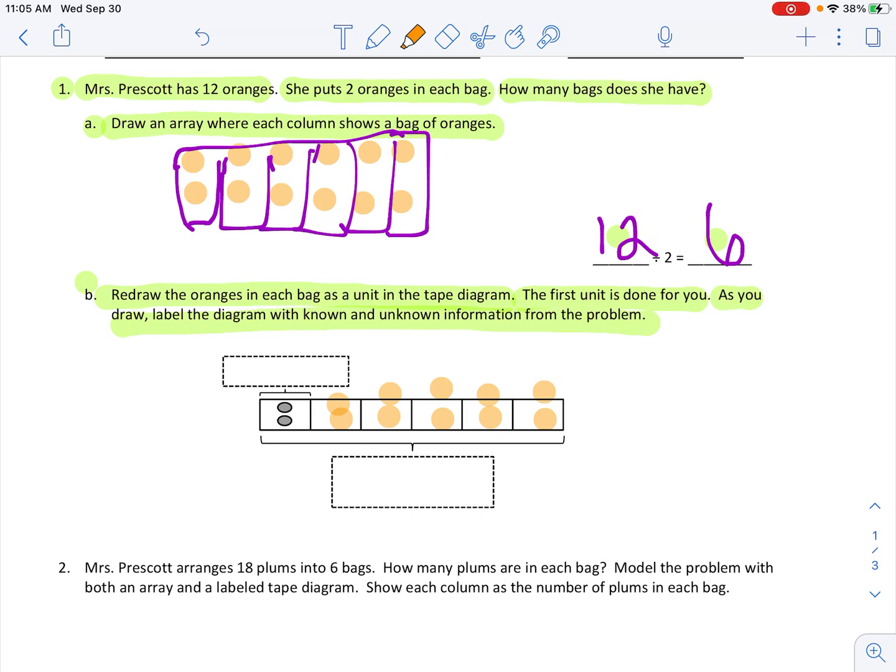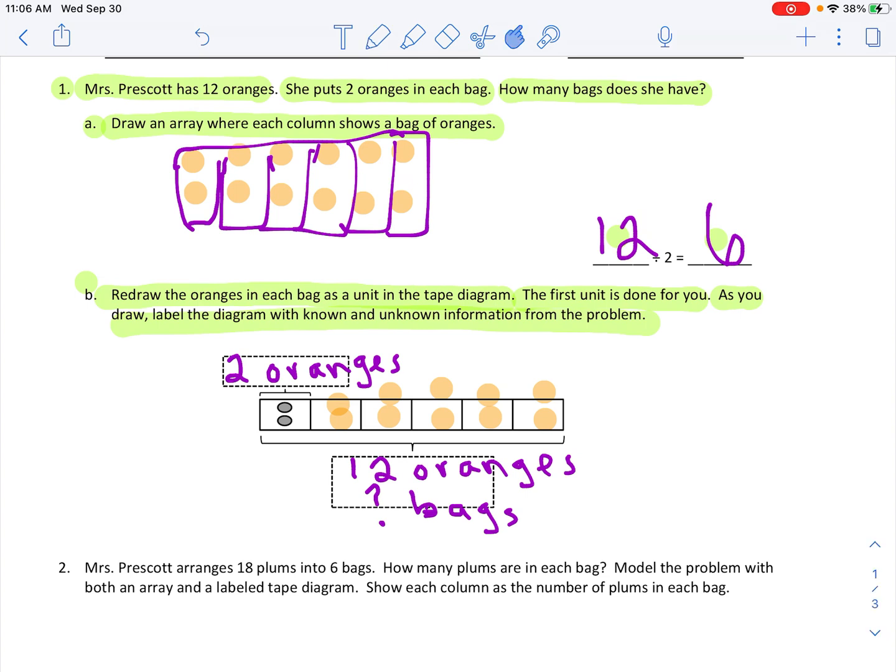Now we have to label what we know about what's inside of those bags. If I look here, inside this first bag, she has 2 oranges. So I'm going to write that inside that bag, she has 2 oranges. With the whole thing, I knew she had 12 oranges, so I can write 12 oranges. What I didn't know, my unknown, was how many bags. So that's how the bottom part would be labeled. What was the total and what question was that problem asking you?